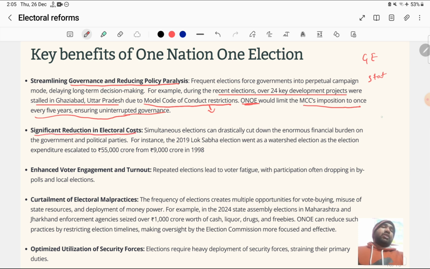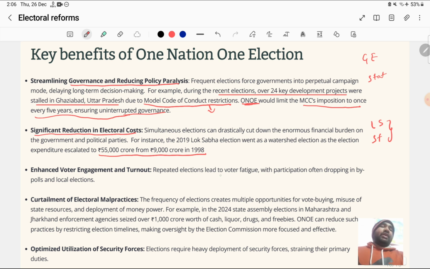Nowadays election costs have escalated to 55,000 crore, which was just 9,000 crore in 1998. When elections are held at different times, parties will promote for Lok Sabha, and then again for their state assembly, and thus this will enhance the financial burden. So simultaneous elections can reduce this financial burden and enhance voter engagement and turnout.